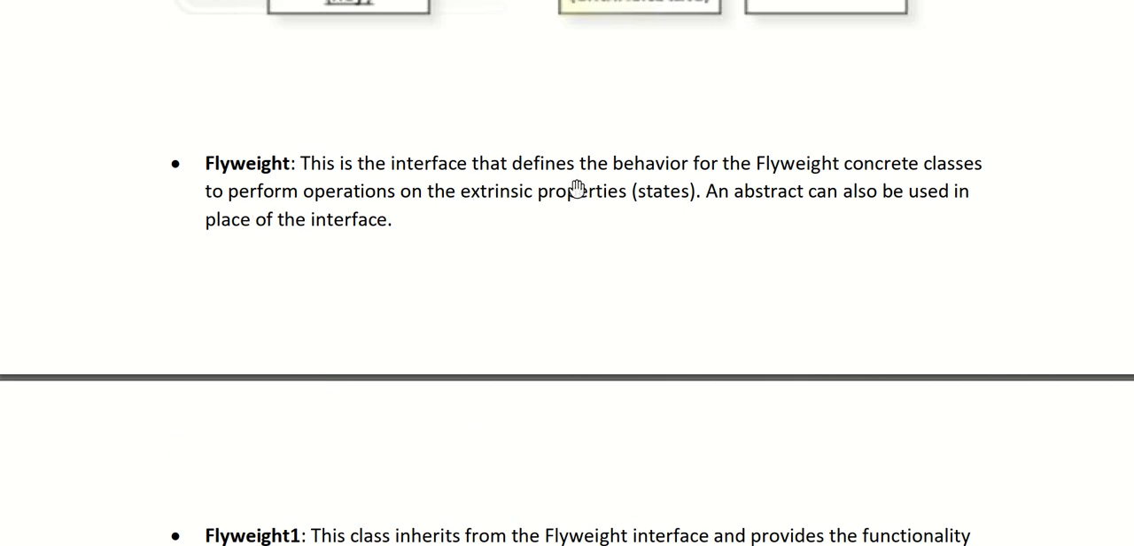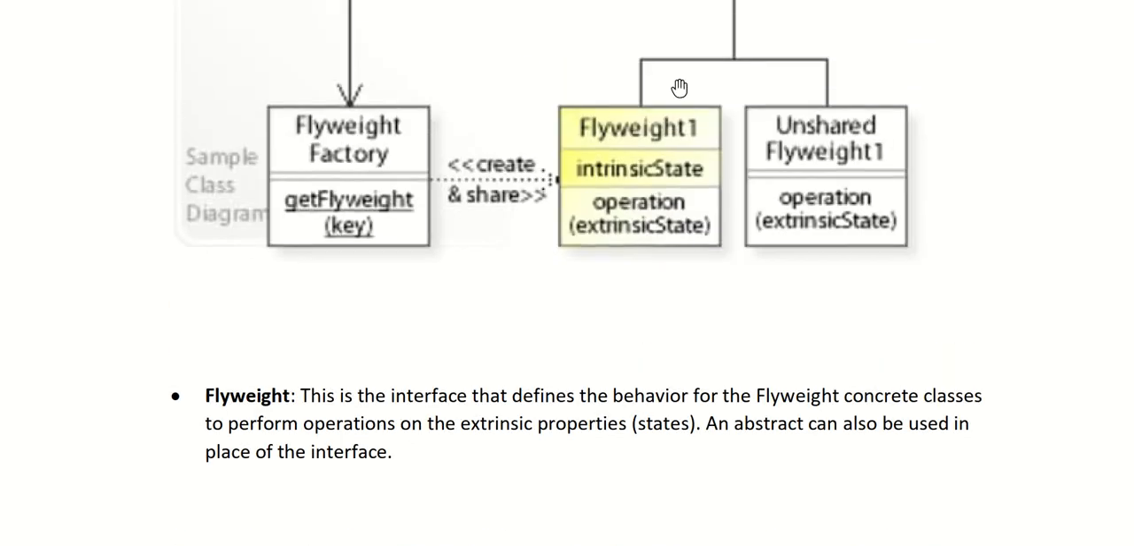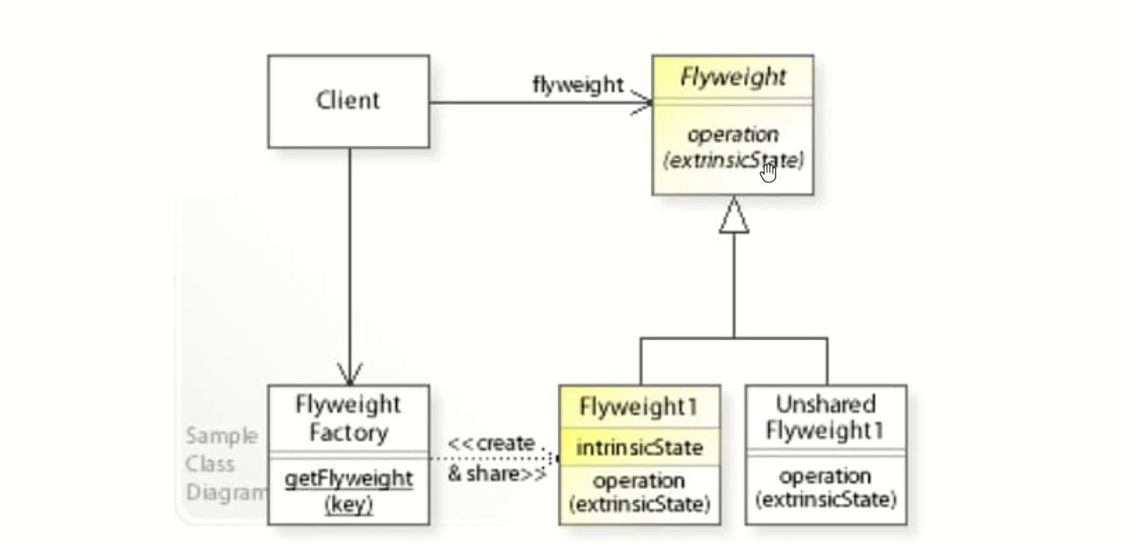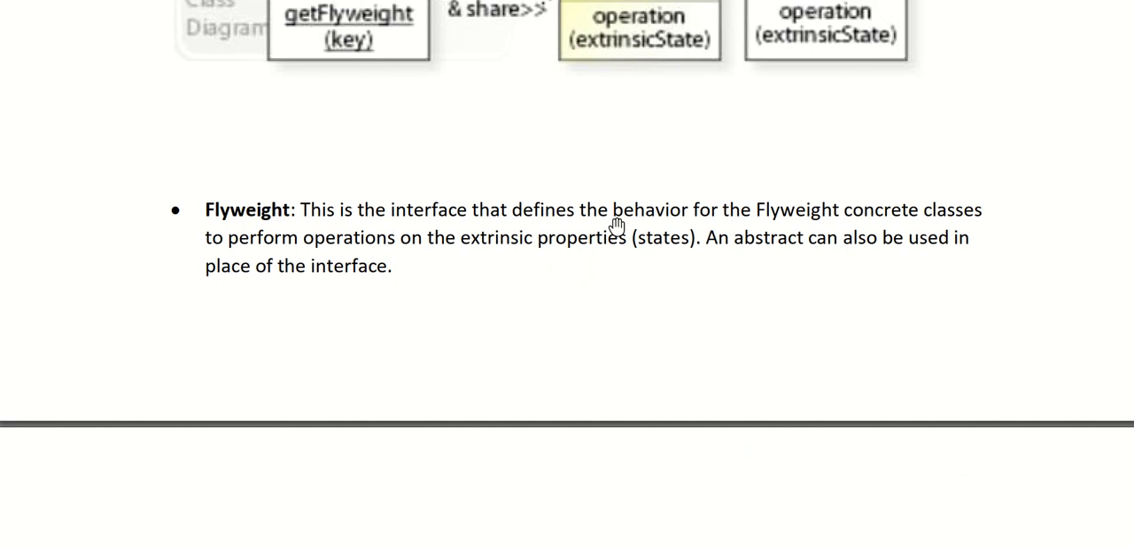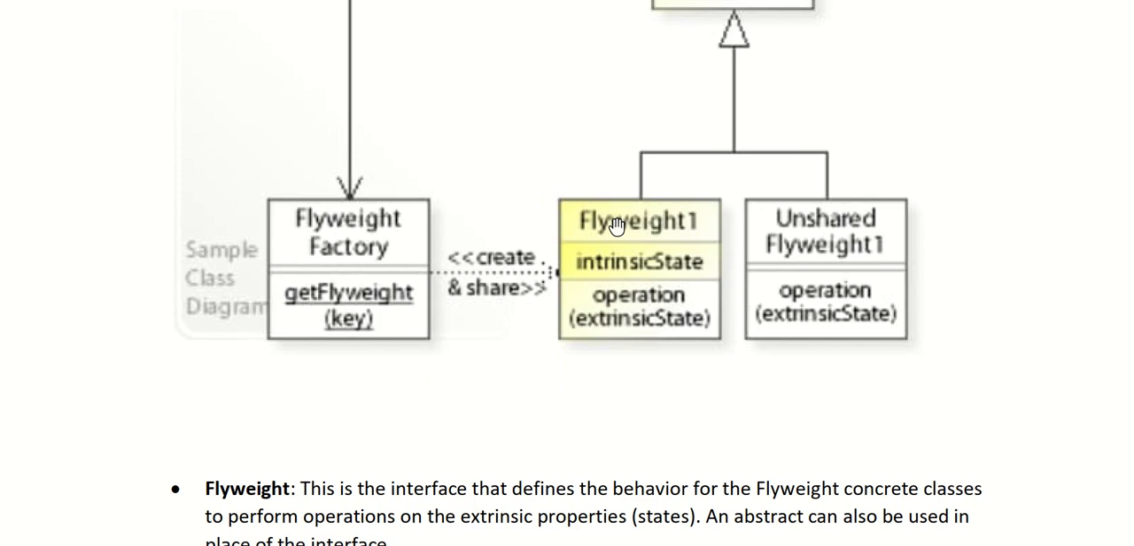This is the interface that defines the behavior for the flyweight concrete classes to perform operations on the extrinsic properties. To perform operations on the extrinsic properties, we are passing them to the flyweight's operation. So that's what they are saying here. An abstract class can also be used. Yeah, you can use an abstract class also, not an issue. But interfaces are a much more flexible way.